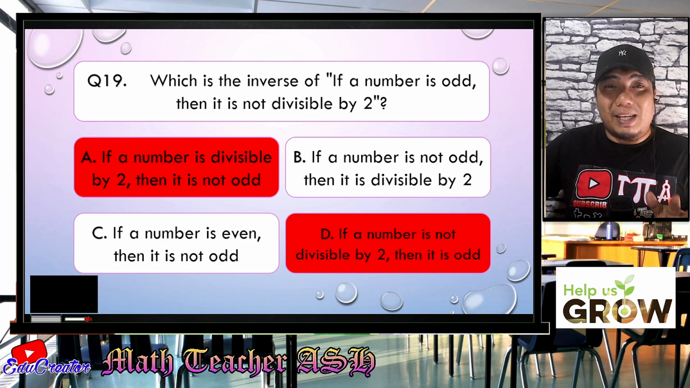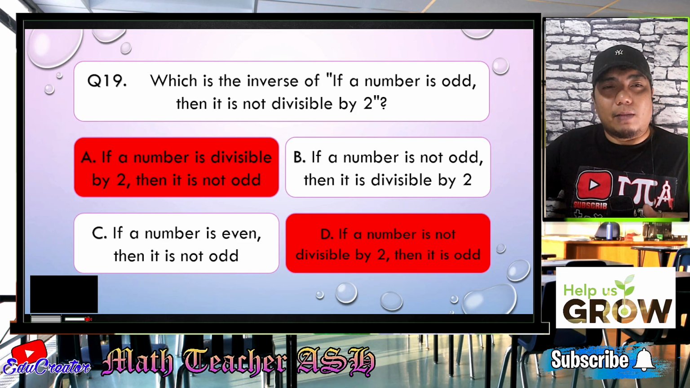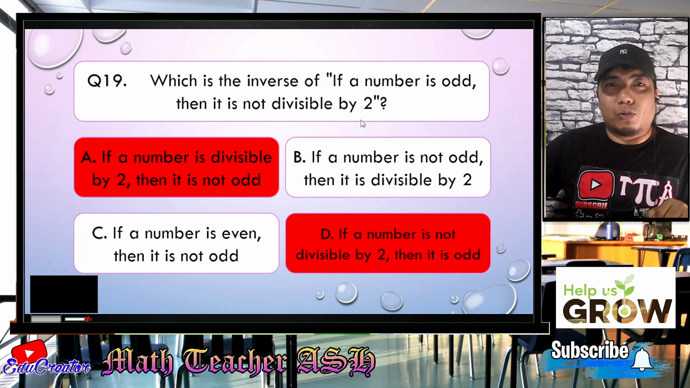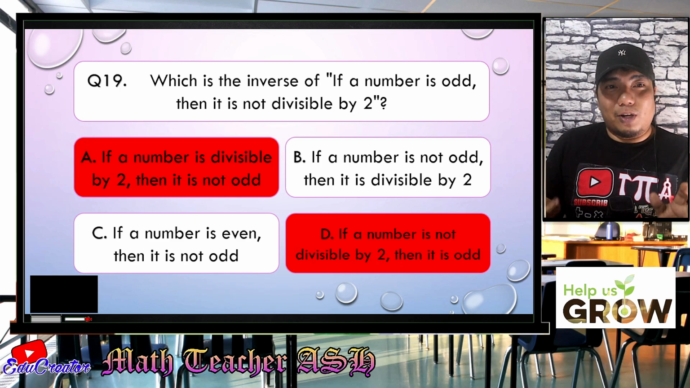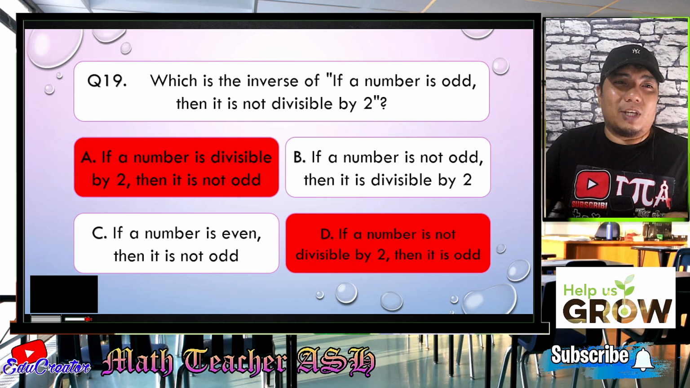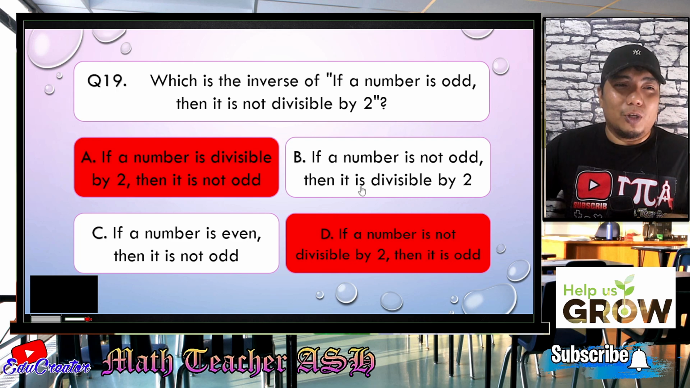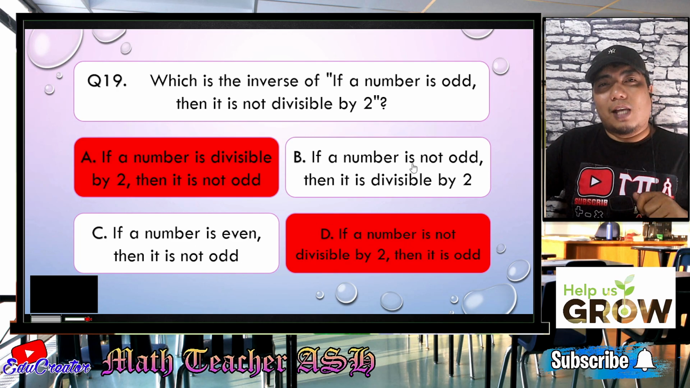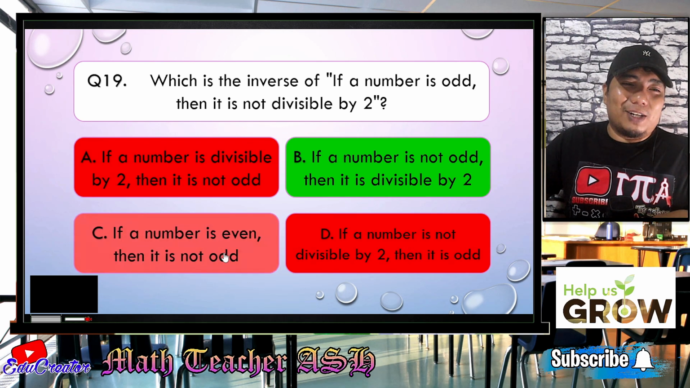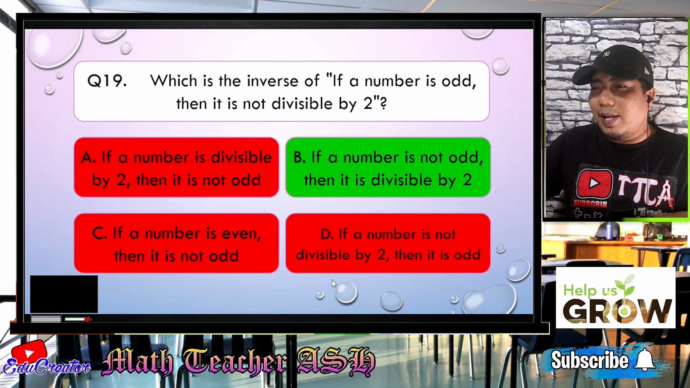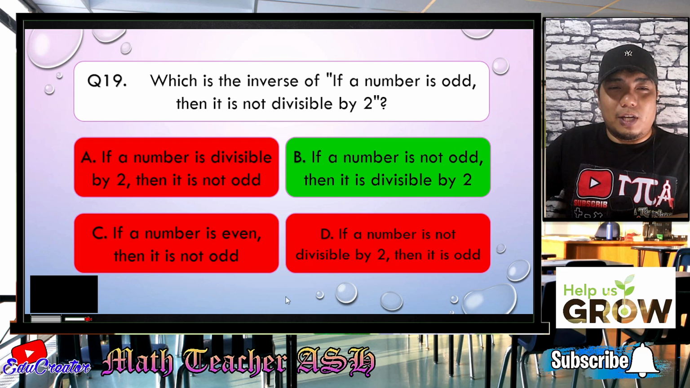Now, as stated in the inverse statement, the B part should also be negated. So not B. Then it is not divisible by 2. So what is the negation of not divisible by 2? Of course, we just omit the word not. So it is divisible by 2. So where is that one? Letter B is our correct answer. Easy, right? Very easy, my dear math learners. I hope you got that one. Now, let us go to question number 20.